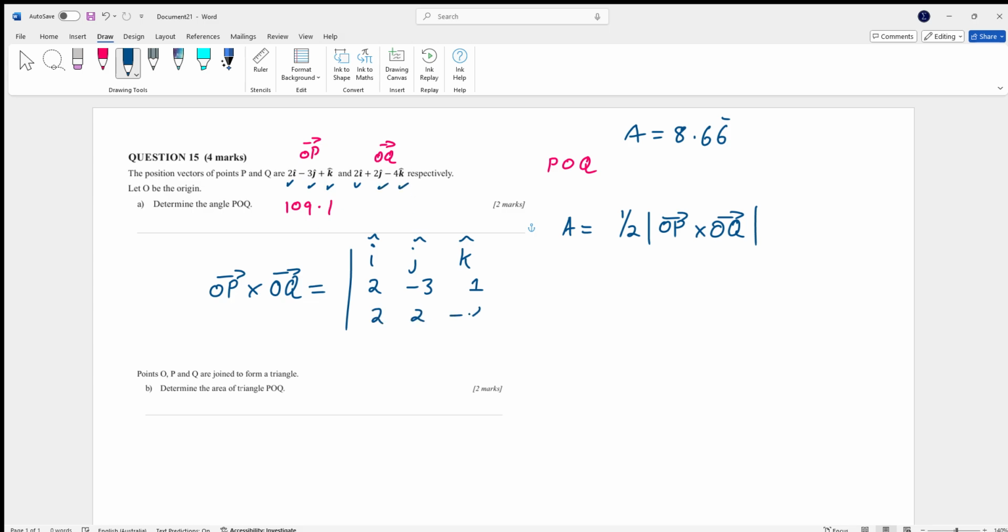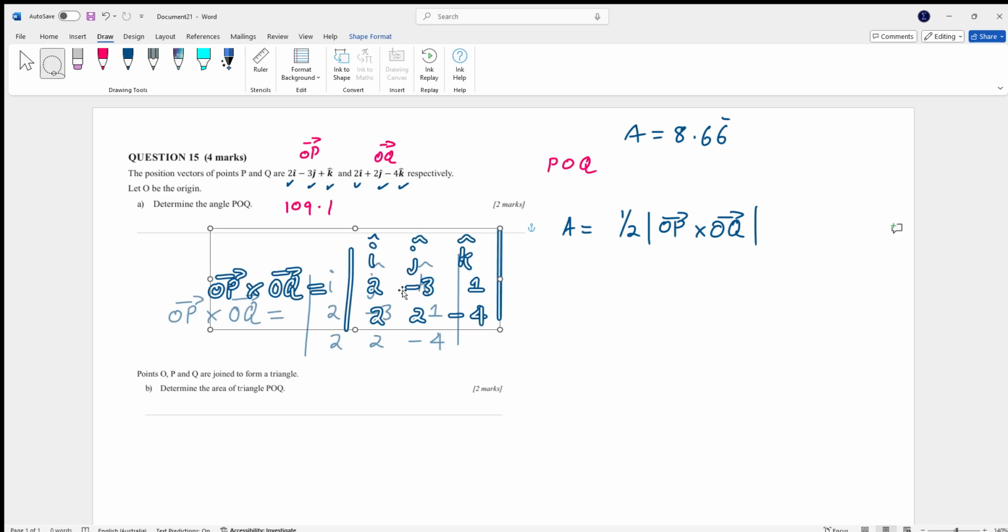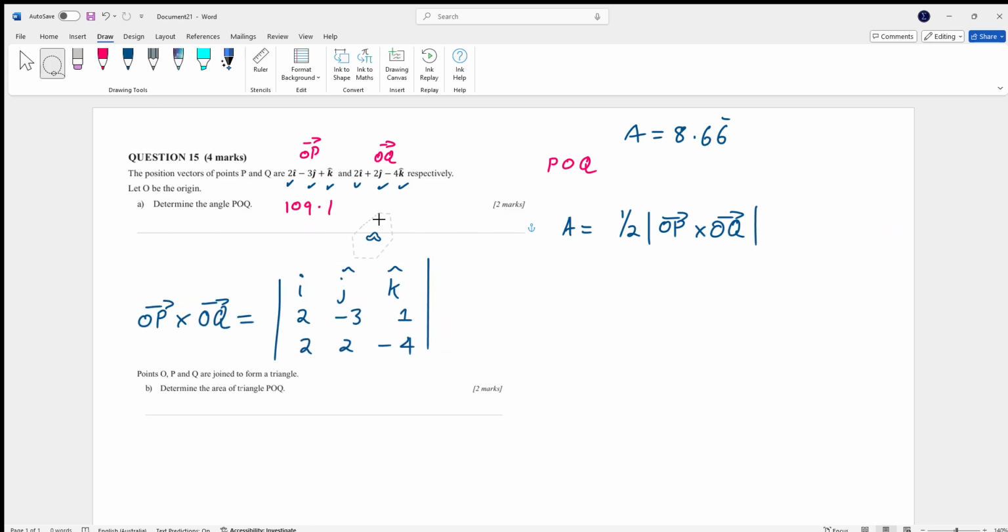Then for the bottom bit, I'm going to have the 2, 2, -4. Now, when you're crossing this, you're finding the determinant of a 3x3, which means it will break down into 3 2x2s. And it has to go plus, minus, plus. Now, the first matrix here is going to be for cross this, cross that. It'll be -3, 1, 2, -4. And this bit here goes there. So that's the I component.